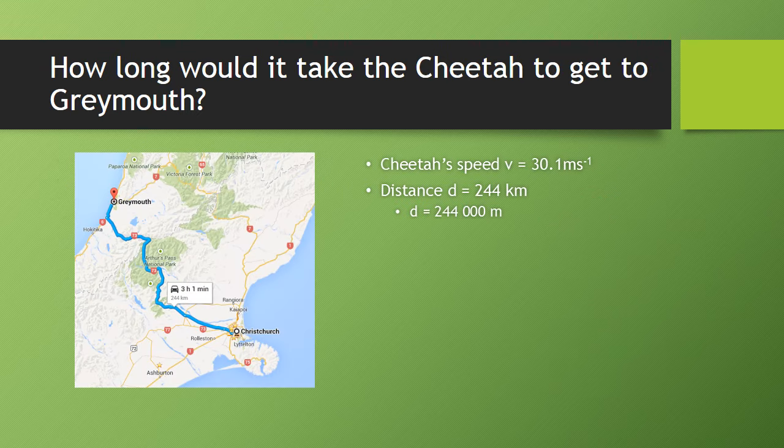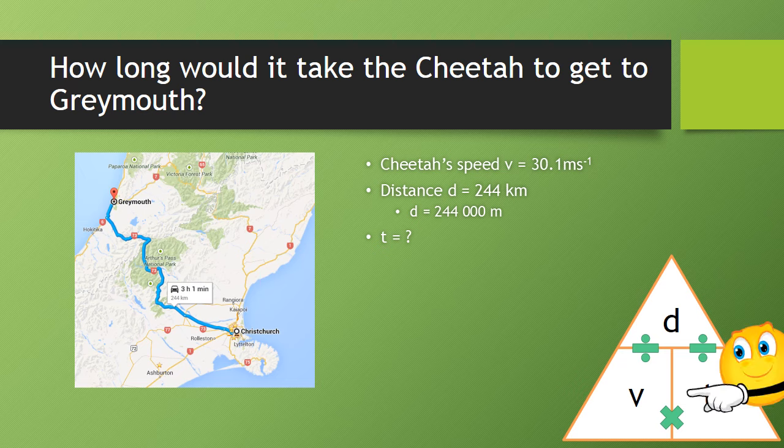Now let's imagine that for some random reason that cheetah wanted to get from Christchurch to Greymouth, and let's just pretend that it could travel at that same speed of 30.1 meters per second the whole way. We can see from the map that the distance is 244 kilometers, which is the same as 244,000 meters, and we need to use the meters value in our calculations. And in this case we're trying to find the time. If we use our magic triangle, cover up the time, we see that it is equal to the distance divided by the velocity. And it is important once again that that distance goes first. Whatever is on top of the magic triangle must go before the division sign.